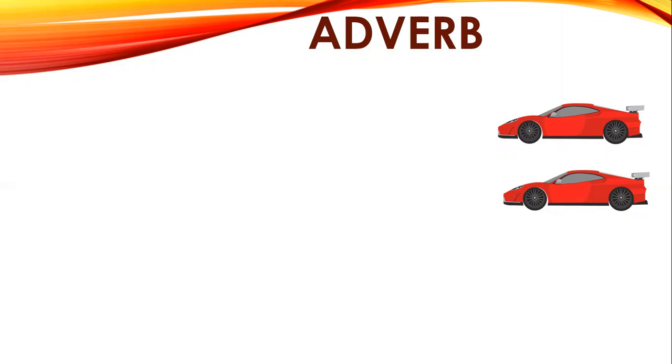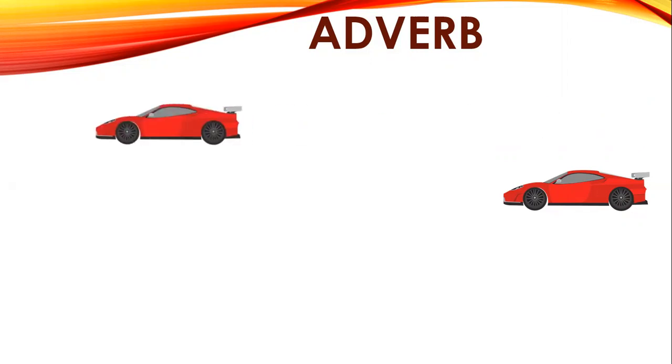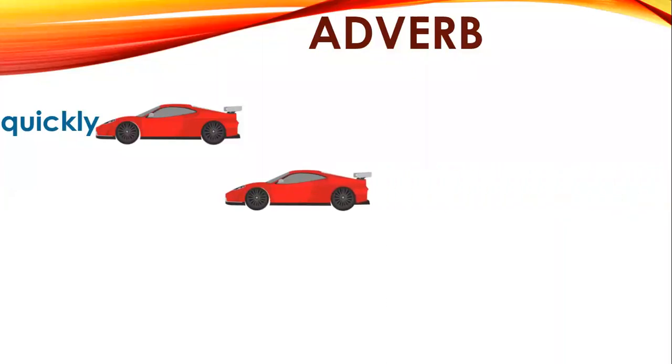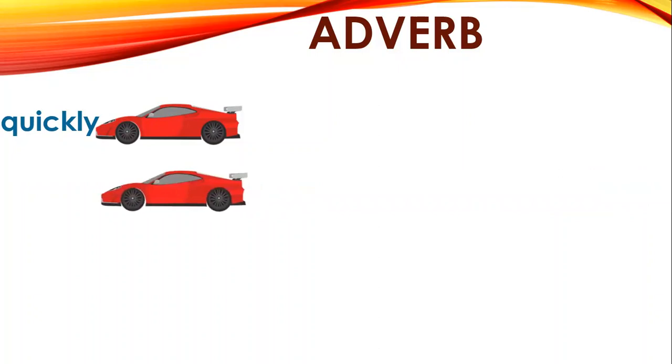To start with, look at these two cars. Look at the first car. How did it move? Quickly or slowly? Yes, it moved quickly. Look at the other car. How did it move? It moved slowly. So the words quickly and slowly described the word move, and the word move is a verb. So, quickly and slowly are adverbs because they describe verbs.